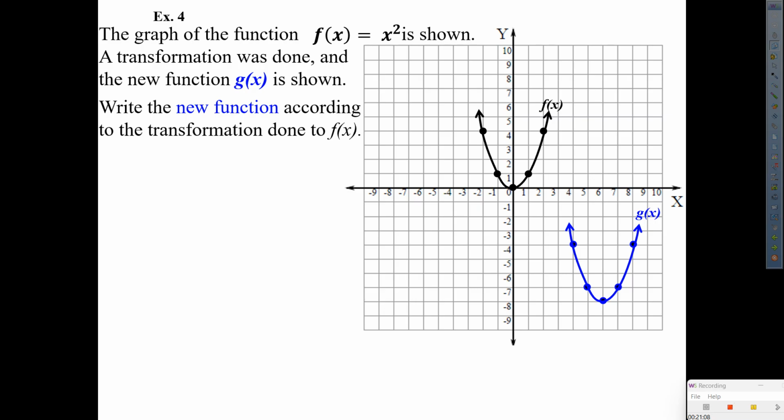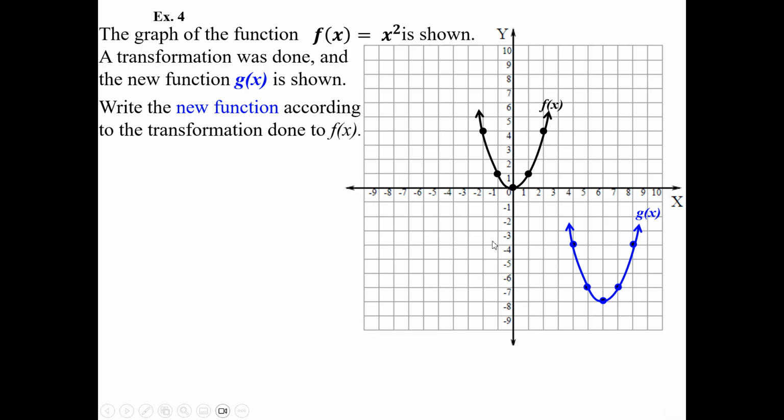I'm going to do this one together with you, step by step. This is how the home plate is going to go. So it says, the graph of the function f of x equals x squared is shown. Do you guys see that here? Yes, there it is. A transformation was done, and the new function g of x is shown, which is over here. Write the new function according to the transformation done. So, let's do this one together.